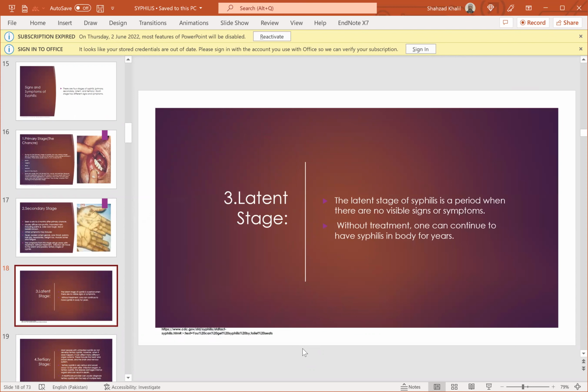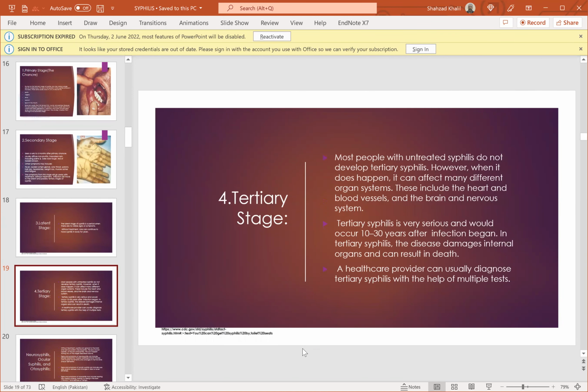Latent stage. The latent stage of syphilis is a period when there are no visible signs or symptoms. Without treatment, one can continue to have syphilis in the body for years.